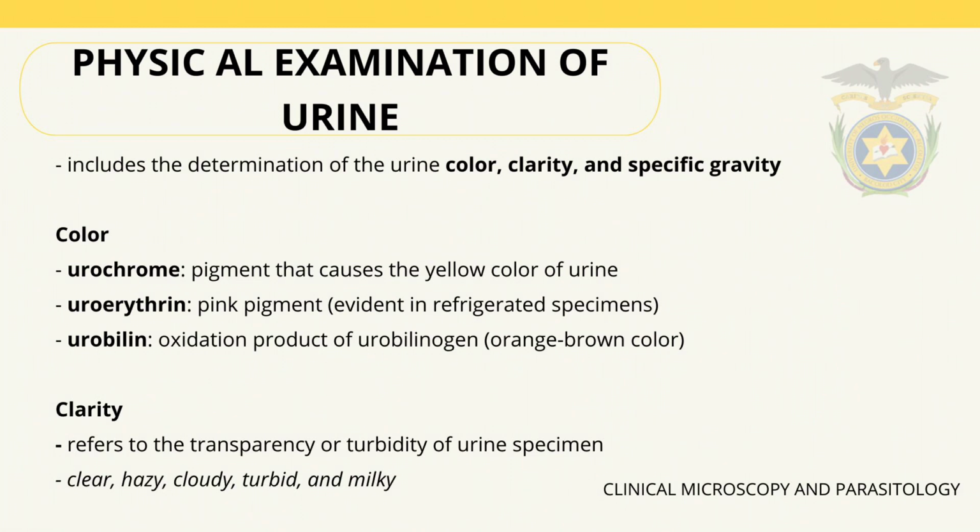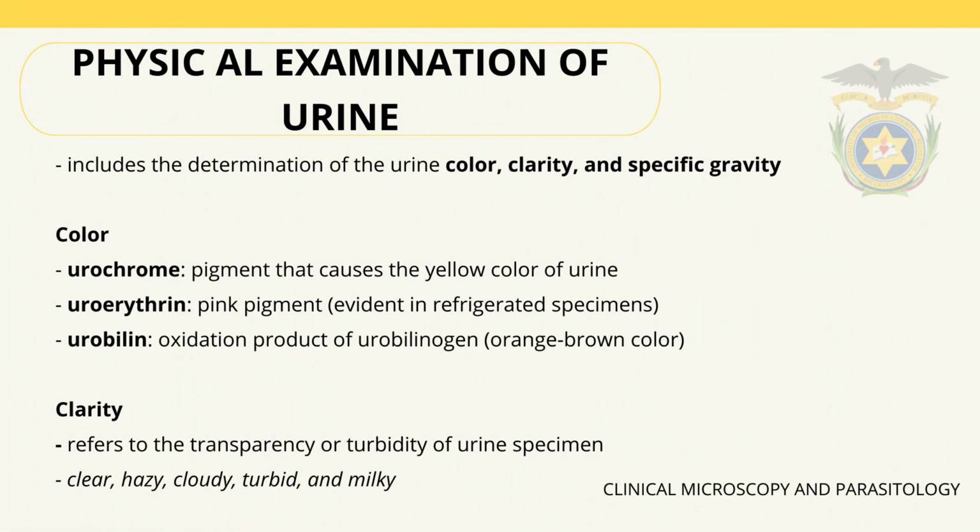The scope of this discussion includes the determination of the urine color, clarity, and specific gravity. First, urochrome is the pigment that causes the yellow color of urine, while uroerythrin is a pink pigment that is evident in refrigerated specimens. Urobilin is an oxidation product of urobilinogen and it causes an orange-brown color.